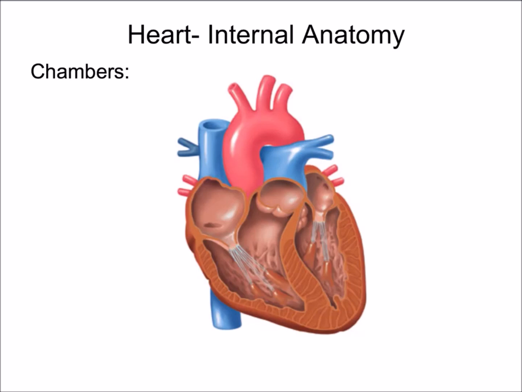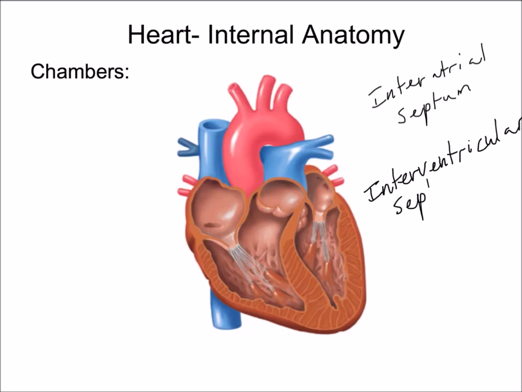In between the chambers of the heart, you have divisions called septums. In between the right atrium and the left atrium is a division called the interatrial septum. In between the two ventricles, here's the right ventricle and the left ventricle, is called the interventricular septum. So the interventricular septum is made up of a wall of myocardium. Myocardium is heart muscle.